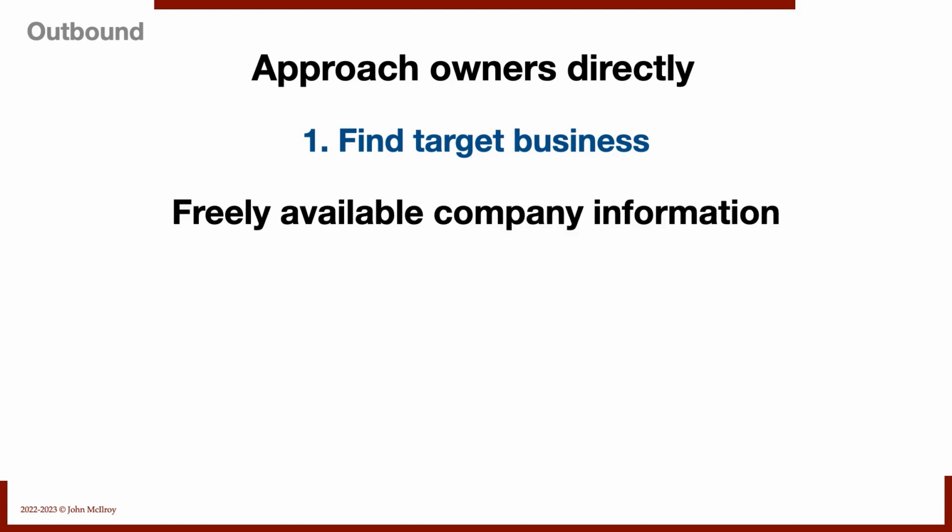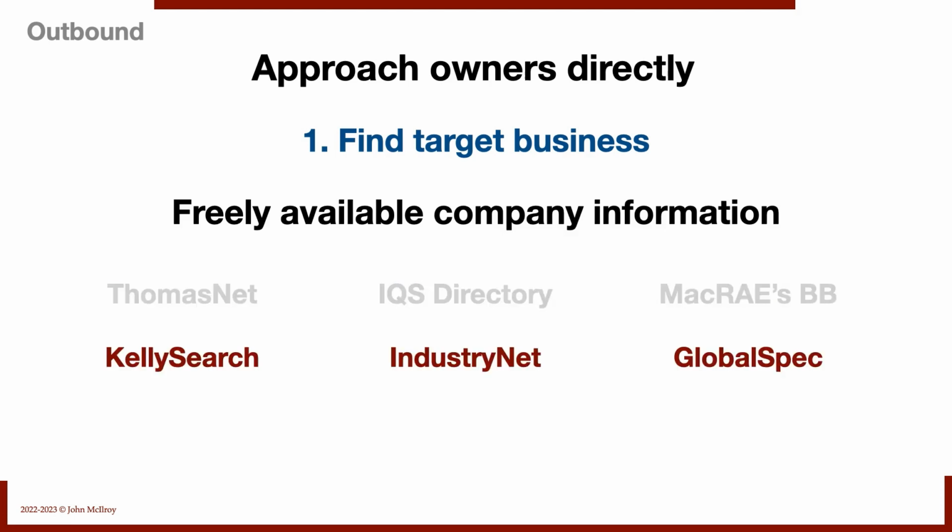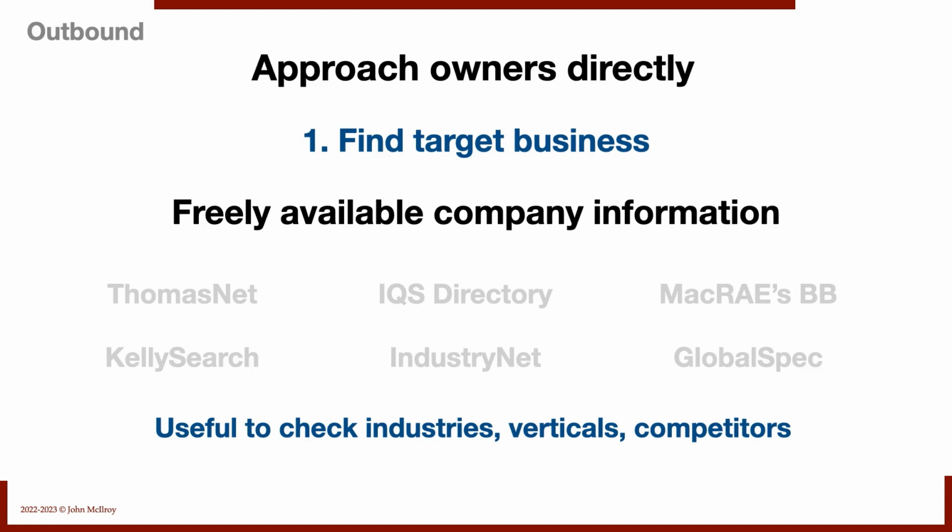But in a limited way, paid databases can come in handy, and I know a lot of people that use them. We also have freely available company information. These are supplier sites like ThomasNet, IQS, and McRae's. There's other ones as well. You can't do filtered search on these, but they are useful to check industries, check verticals, check competitors, check companies that are selling certain products in certain areas. I find myself on these sites quite frequently, so do check them out if you haven't.